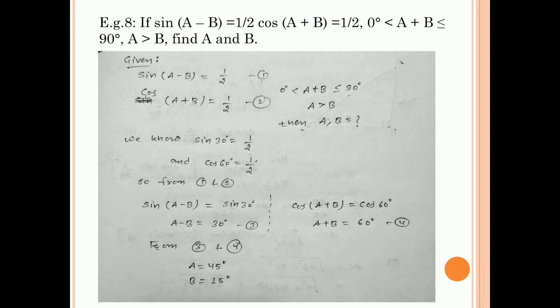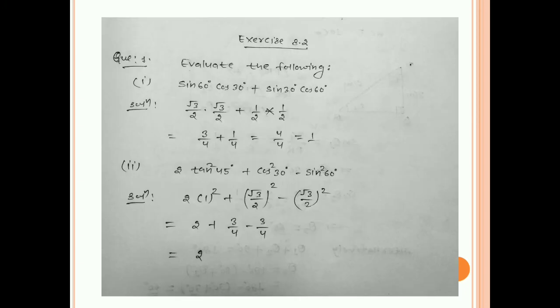So from equations 1 and 2 we can write sine of A minus B is equal to sine 30 degrees and cos of A plus B is equal to cos 60 degrees. So if we compare both sides, then A minus B will be 30 degrees and A plus B will be 60 degrees. If we solve equations 3 and 4, we get A as 45 degrees and angle B as 15 degrees. The sum of both angles is less than 90 degrees, and angle A is greater than B.